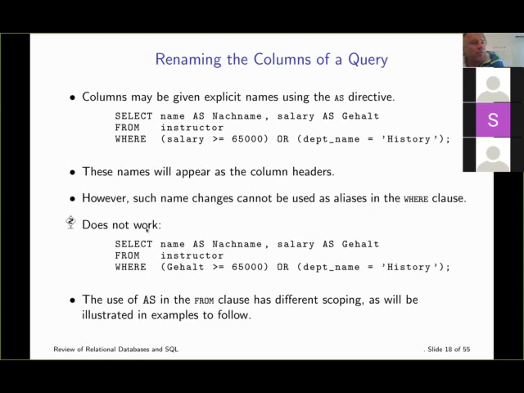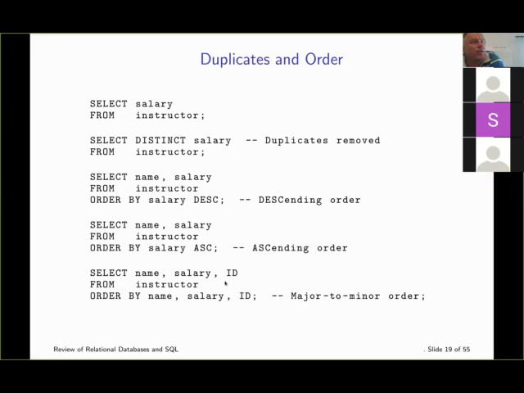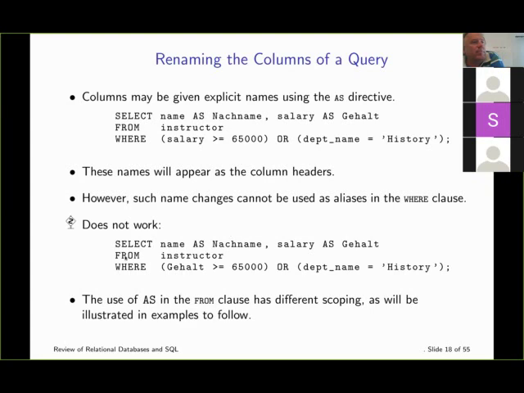Okay, so that's kind of an explanation as to why you can't do that. All right. So likewise, the as can be reused in the from clause. We'll see maybe an example of that. All right, so you could say something like from instructor as X. Now, if you do it there, then that name can then be used down here. You could say X dot name or X dot salary.